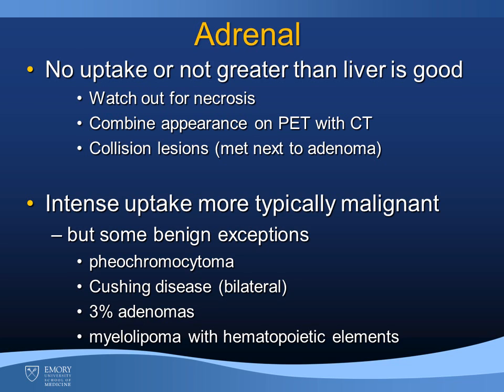Intense uptake is typically malignant, but there's some benign exceptions, like pheochromocytoma. Cushing disease typically will have bilateral activity. About 3% of adenomas may have more intense activity. And a myelolipoma with hematopoietic elements can also have increased FDG uptake over liver.